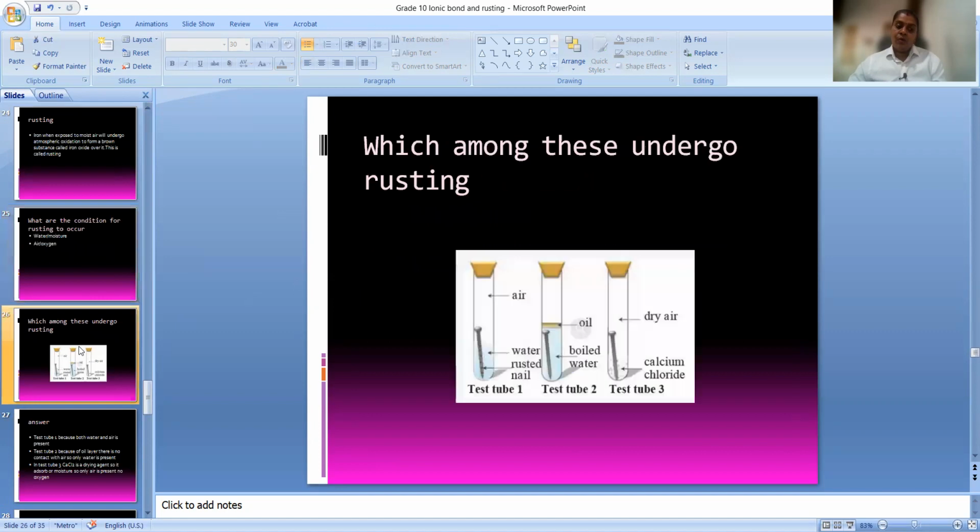Now, let us see this experiment. Some students are doing this particular experiment. Here, in one test tube, we are only taking water and we are keeping a nail over there.